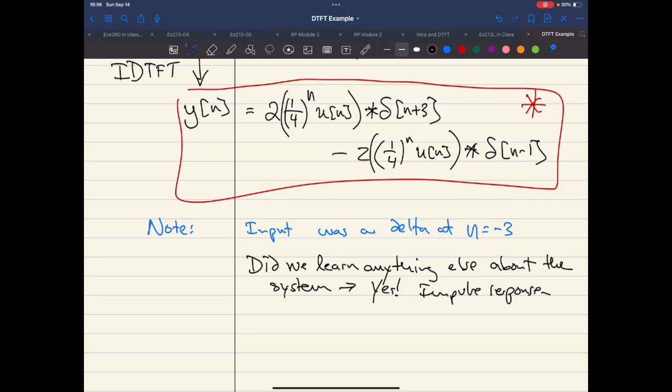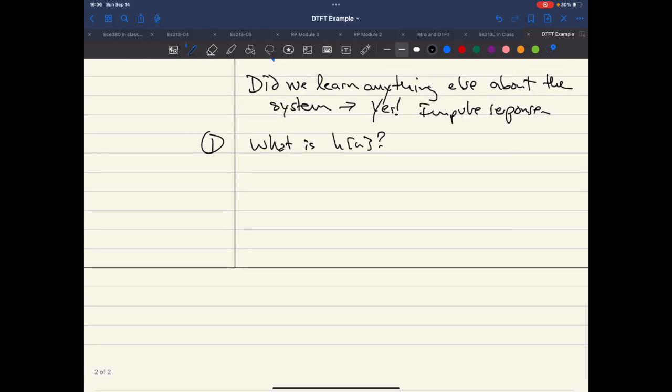In a sense, we have the impulse response. We just need to extract it from this. So let's ask, what is it? What is the impulse response? We know that, by definition, y[n] for an LTI system is equal to x[n] convolved with h[n].